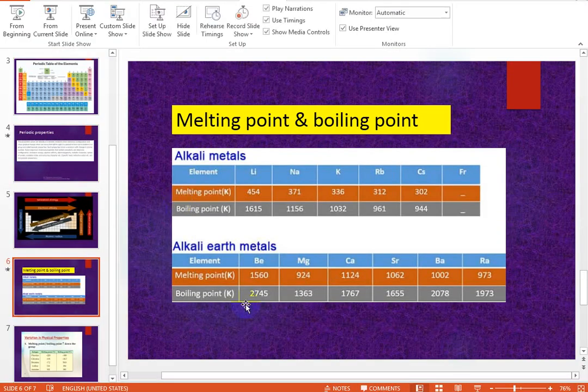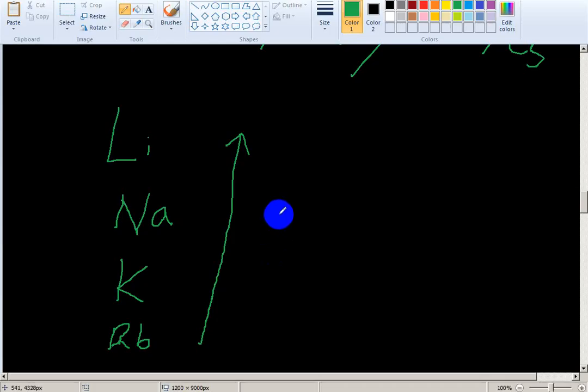How is this? Have you seen this? Melting point increases toward the top. So what is the reason for it? Lithium atom has the highest melting point. Lithium has a higher melting point than sodium, sodium higher than potassium, and potassium higher than rubidium.